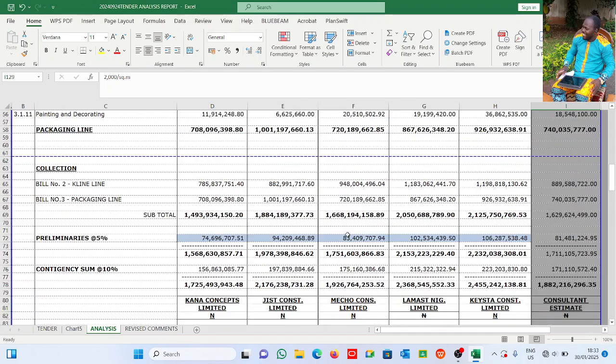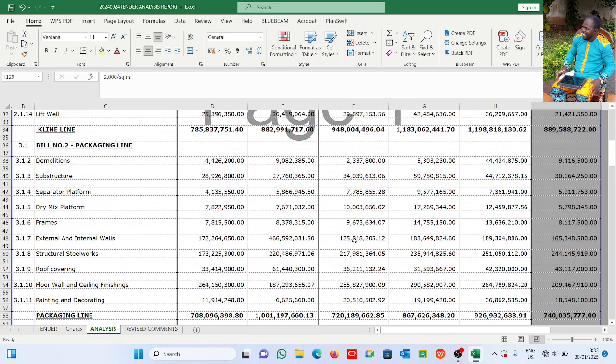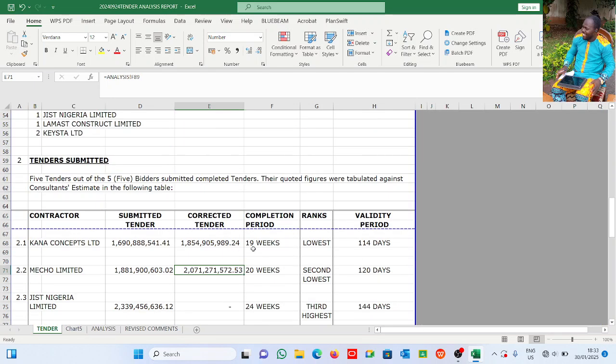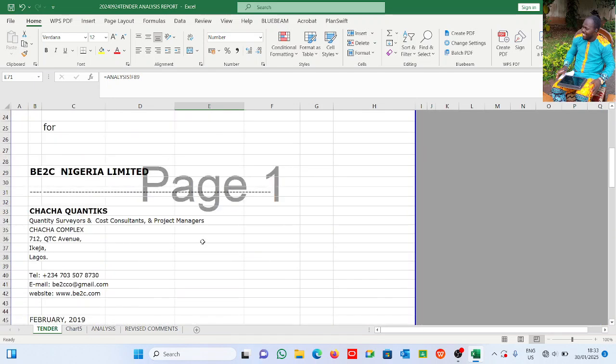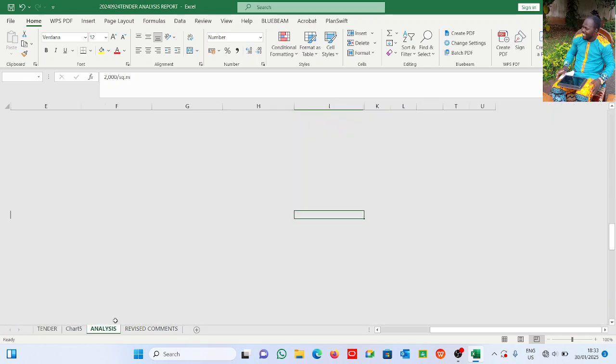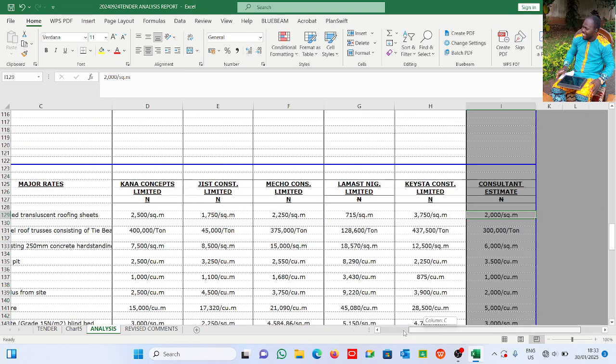All right, having done that, now we can report. We can write our report having compared. Now I already did something here for ease: a tender evaluation report based on the analysis we have done. Now we want to report.